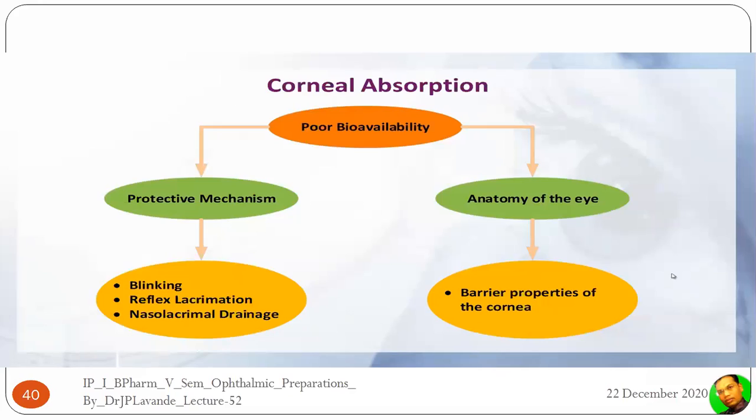That is because of the different challenges and hurdles. What these challenges and hurdles are: the protective mechanism of the eye itself is the first challenge, that is the blinking and the reflex lacrimation along with the nasolacrimal drainage. After that, the anatomy of the eye, like the drop holding capacity or the barrier of the cornea. So all these are the associated anatomical features.